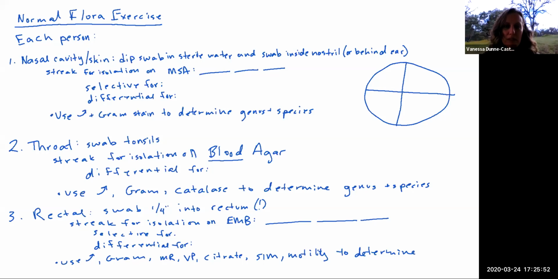So let me just briefly review each of these different body sites and how you would have gone about this physical lab. For the nasal cavity, this would be a sterile swab dipped in sterile water and then swabbing just inside the nostril, just one of them. Some people choose to do right outside the nostril or even just behind the ear. These are all nice hot spots for skin-based microorganisms.